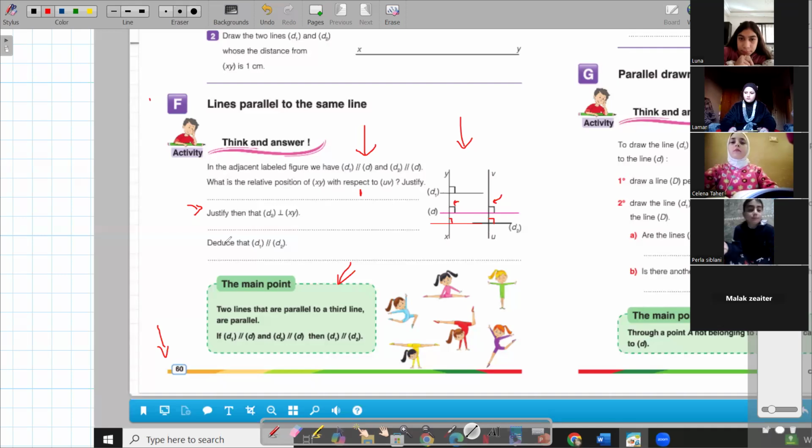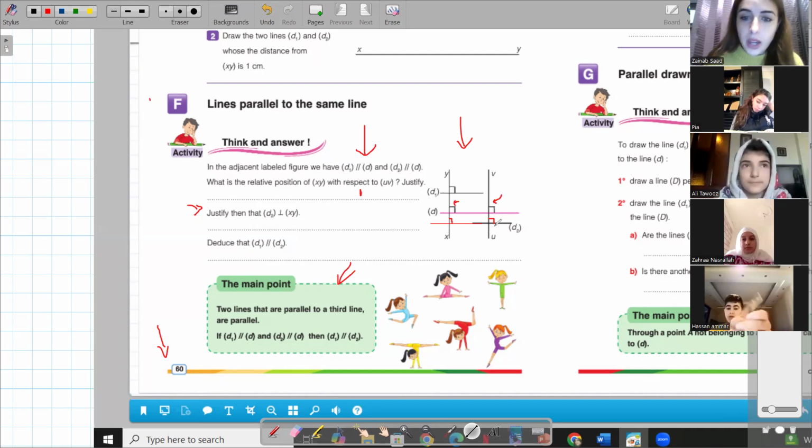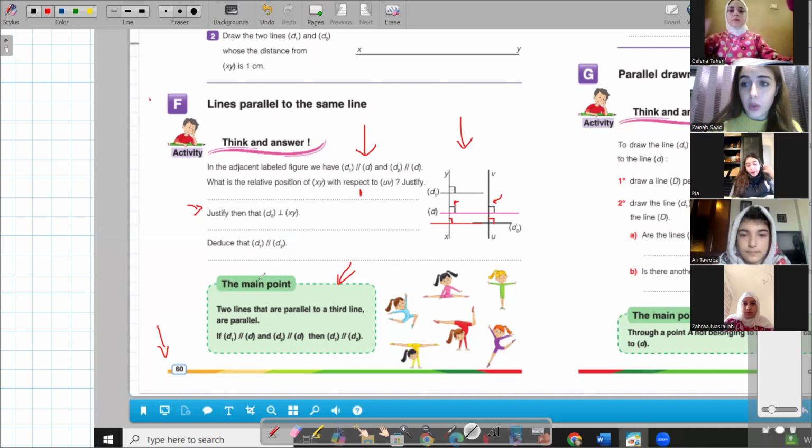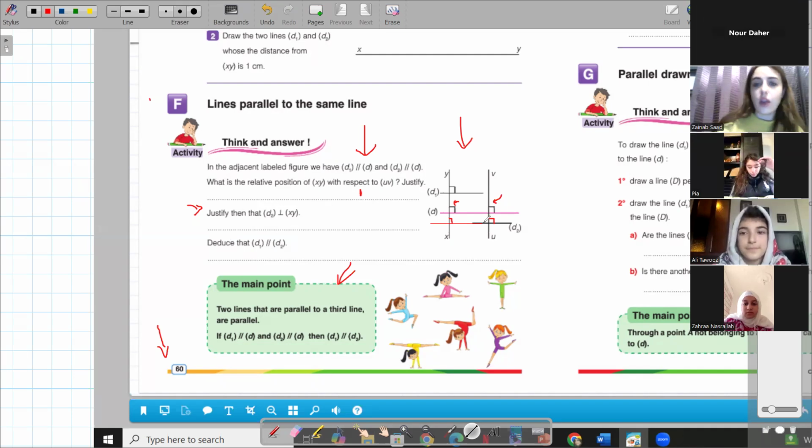We still have the third one, and this is what Zahra said. Deduce that D1 and D2 are parallel. How can I say that D1 and D2 are parallel? But we didn't use this main point. We have to use the perpendicular property. Selena, can you tell me, how can I say that D1 and D2 are actually parallel?